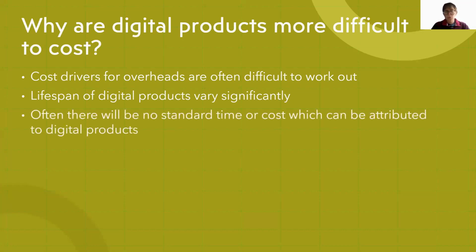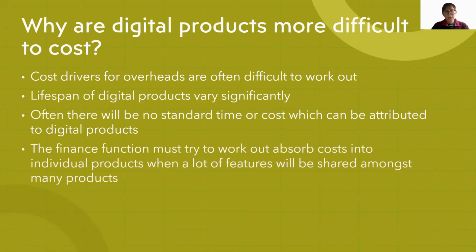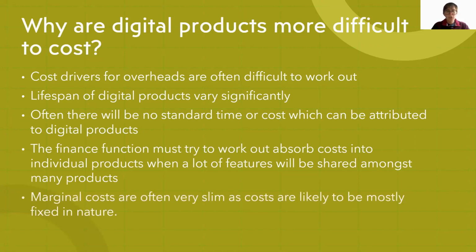Often there is going to be no standard time or cost which can be attributed to a digital product. Therefore, the finance function must try to work out and try to absorb costs into individual products when a lot of features will be shared amongst many products. In this scenario, marginal costs are often very slim, as costs are likely to be mostly fixed in their nature. So there are a few limitations there.